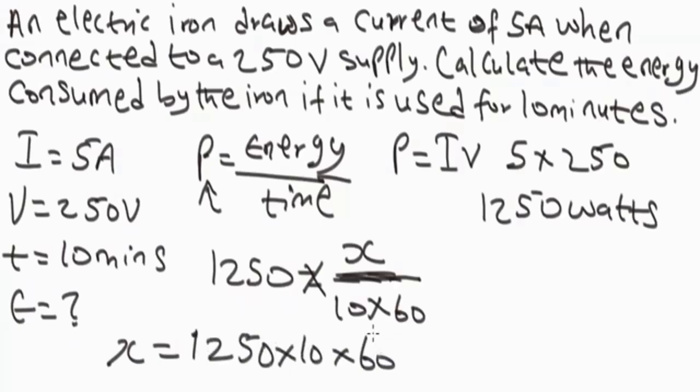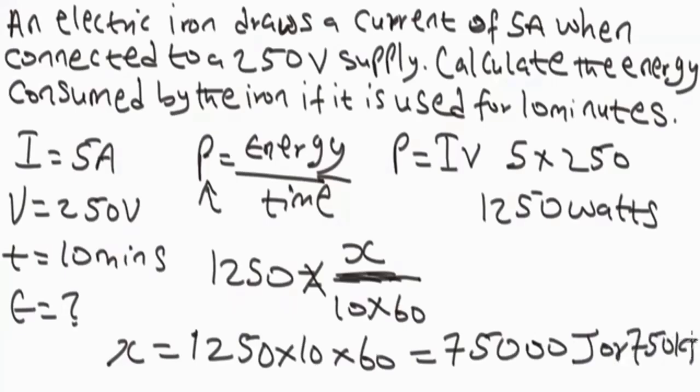If you punch it in your calculator, you're going to have 750,000 joules. If you want to leave it in kilojoules, divide this by 1000, and it will be 750 kilojoules. Oh, what I said was 75,000 instead of 750,000. So guys, correct it by adding one more zero to that value.